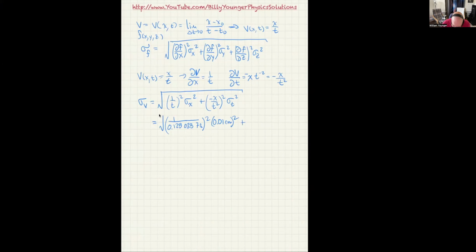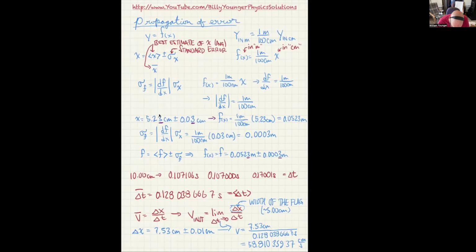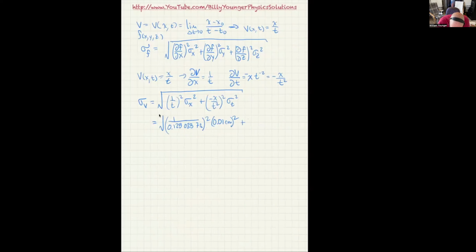Plus now we're going to take the negative of the x value, and our x value is 7.53, so it's negative 7.53 centimeters divided by t squared, which is 0.128038. That quantity is in seconds, and it needs to be squared down here as well. But then in addition to that, the whole value needs to be squared.